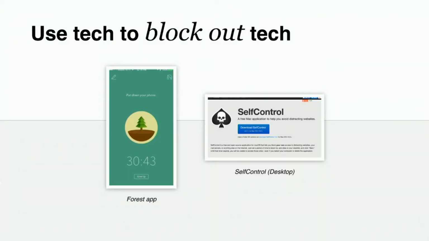Well, we can use tech to block out tech distraction. On my desktop, I use this app called Self-Control that blocks out certain websites when I'm doing my focused work. I use this app Forest every single day. Here's how Forest works. You take out the app, you dial in how much time you want to do focused work for, and as soon as you click go, a little virtual tree is planted. Now, if you pick up your phone and you do anything with it, the virtual tree dies.